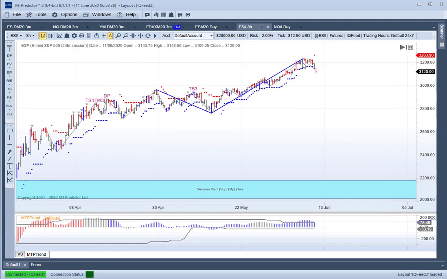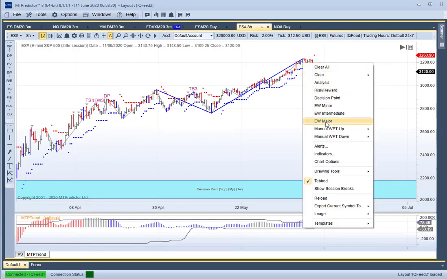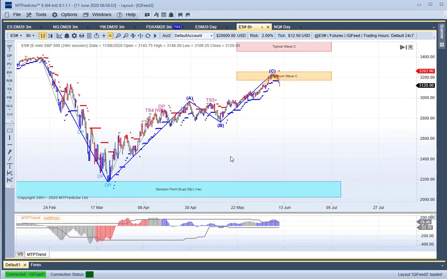Even clearer if I right mouse click over this high and do edit wave major in the software, you can see it perfectly there. So that's what we're looking at. We're looking to see whether this rally up here has been unfolding as an ABC correction.